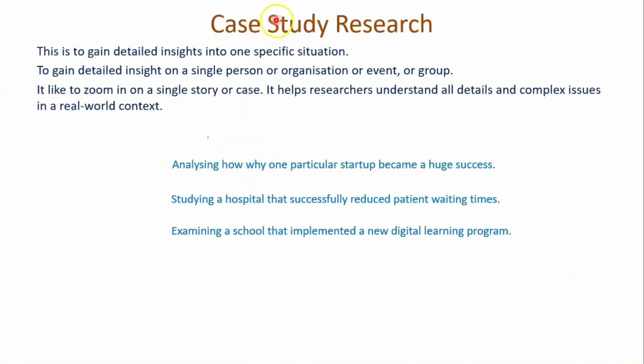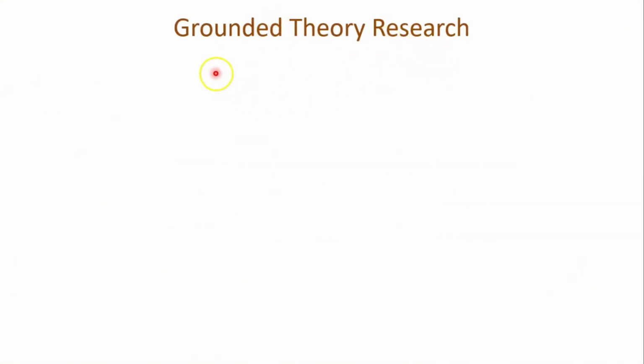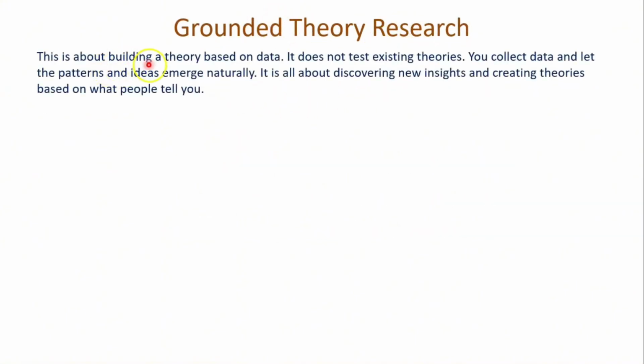So let's look at the next one, which is grounded theory research. For grounded theory research, this is about building a theory based on data. So you build a theory based on the data. So it does not test existing theories. You collect data and let the patterns and ideas emerge naturally. So it is all about discovering new insights and creating theories based on what people tell you. So you are going to create the theory based on the data you've gathered, based on what people tell you.